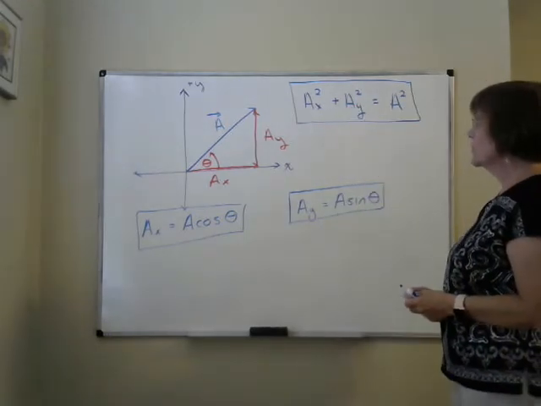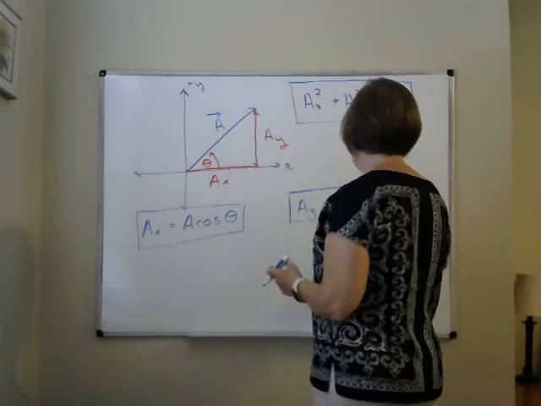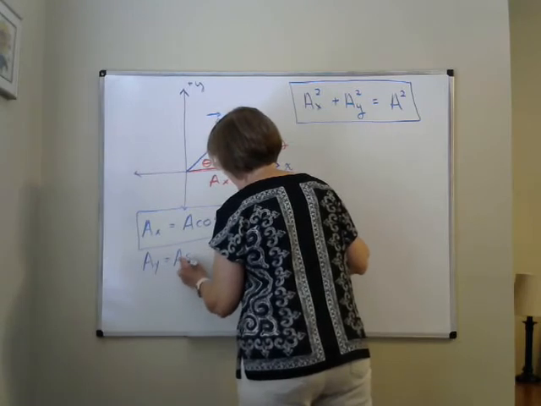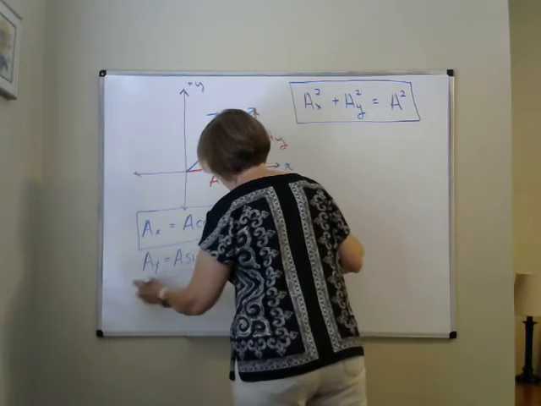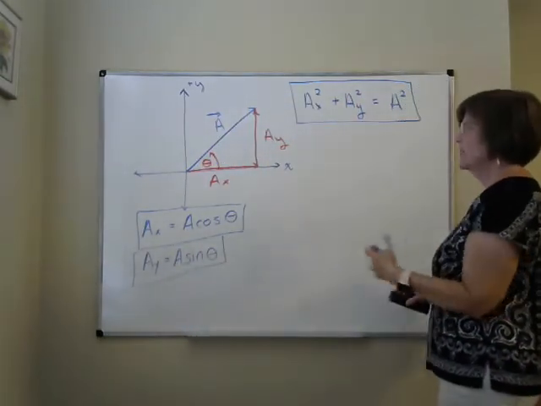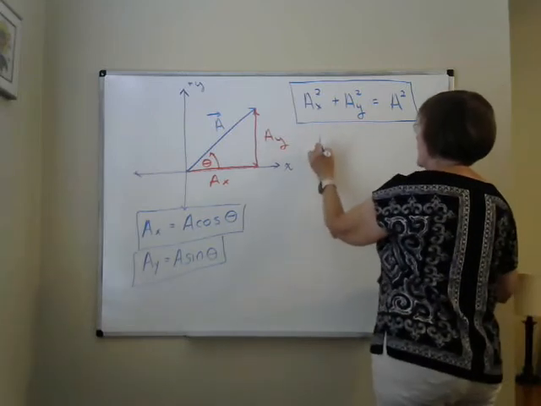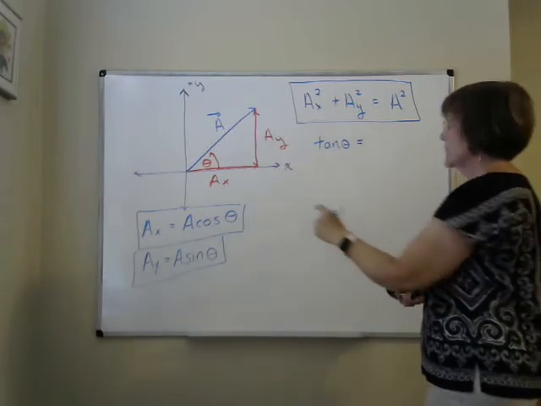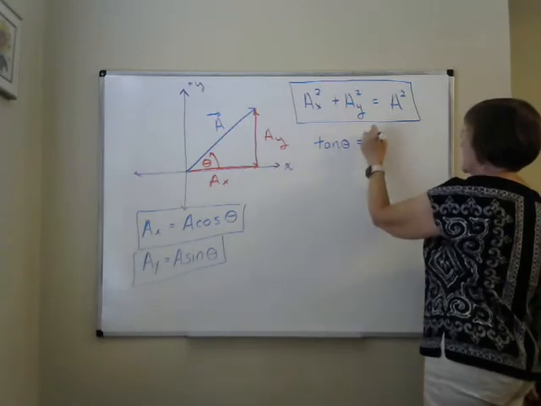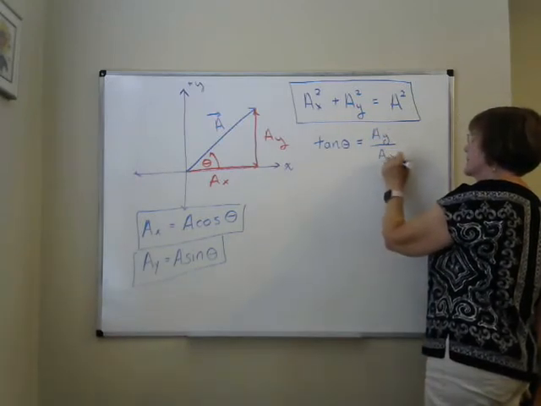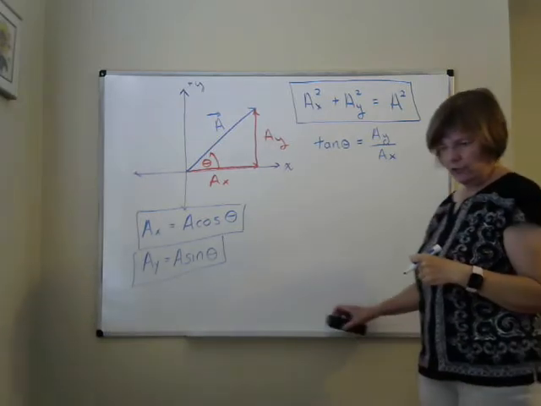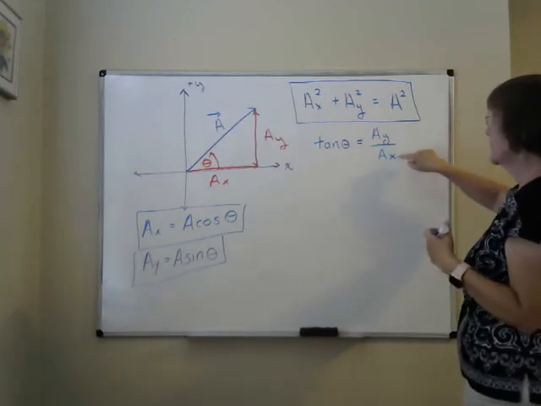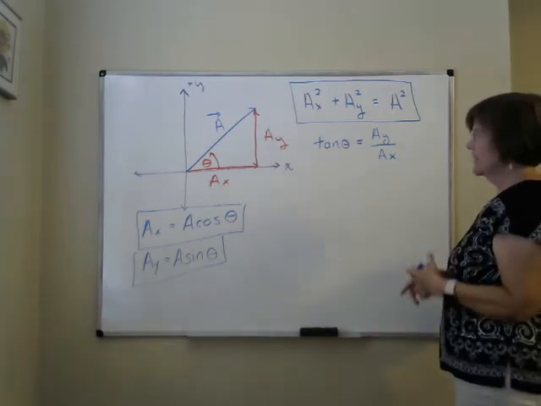All right, there's one more really important relationship I want to point out. I'm going to move this out of my way. Put this down here. We haven't talked about what information tangent theta gives us. Tangent theta is opposite over adjacent. So tangent theta is AY over AX. Now, we use this relationship anytime we need to find the value of theta. If we know the y component and we know the x component, we can find the value of theta.